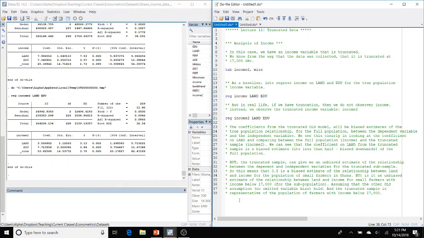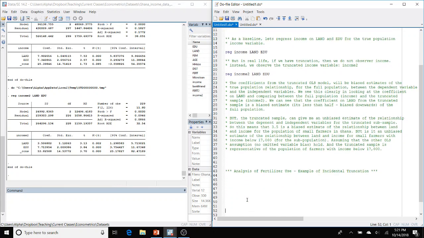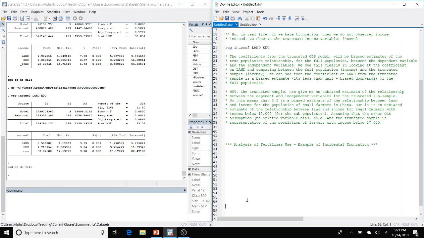All right, so that is our first analysis. That's the analysis of income, basically an example of truncation. Now we're going to do our second example, analysis of fertilizer use. This is going to be an example of incidental truncation.